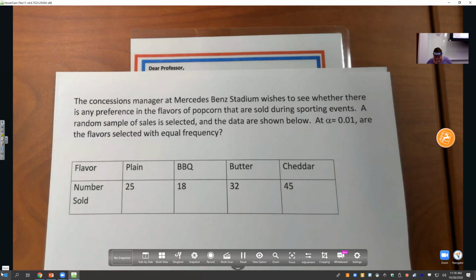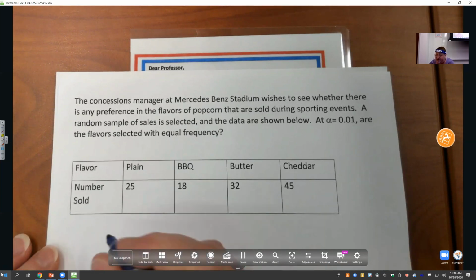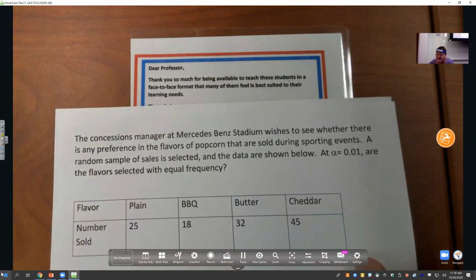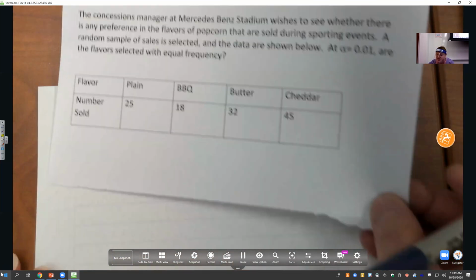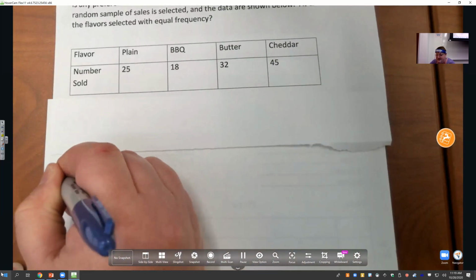Okay, a couple of things to talk about here as we think about this. The first step in the hypothesis test is going to be to state your hypothesis.